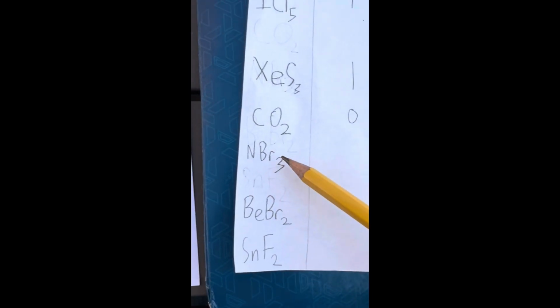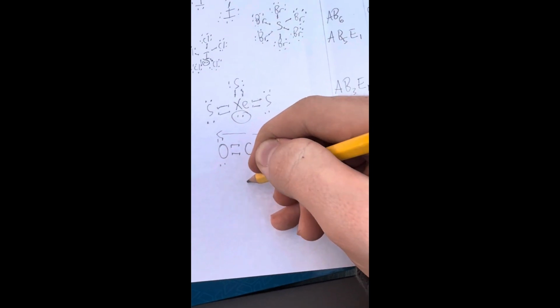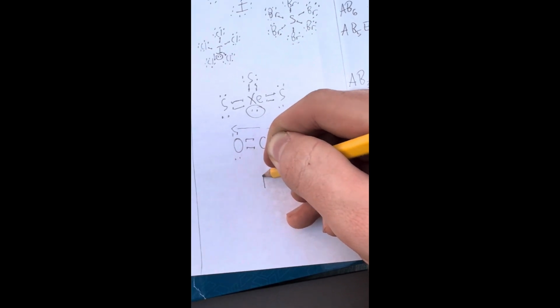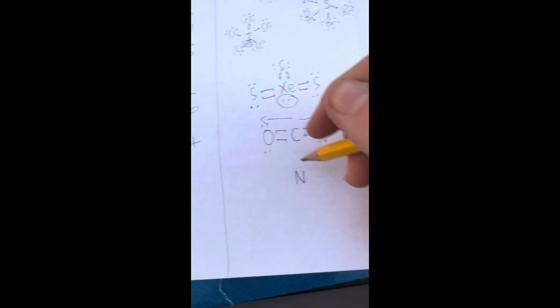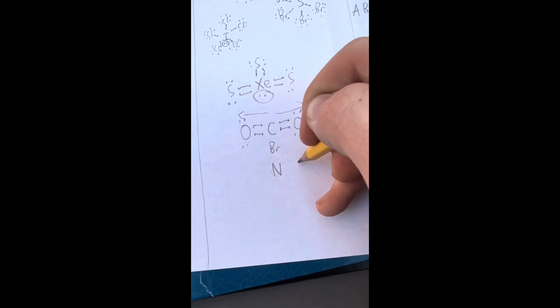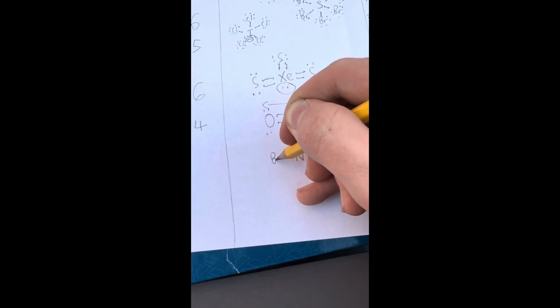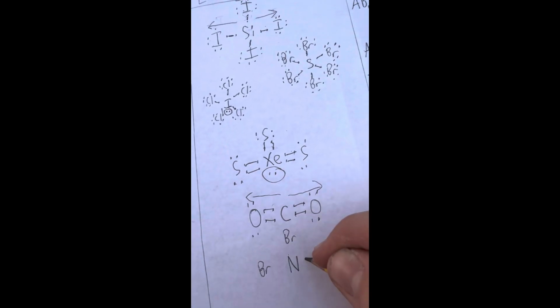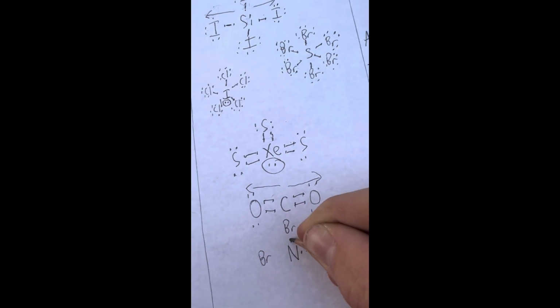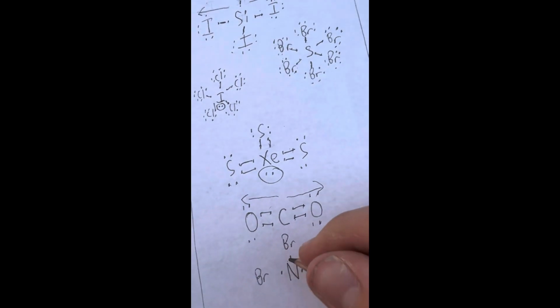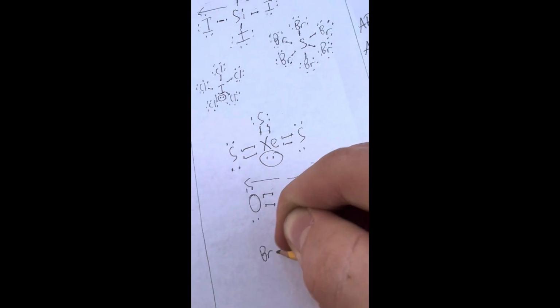Now to video 6. This is Alex again, and we're now on video 6 with NBr3. So for a Lewis dot diagram, nitrogen is going to be the central atom. I'm going to draw nitrogen, and we're going to have 3 bromines: 1, 2, 3 bromines. Nitrogen has 5 valence electrons. Bromine has 7. So we're just going to use 1 electron per bromine from the nitrogen, like this.